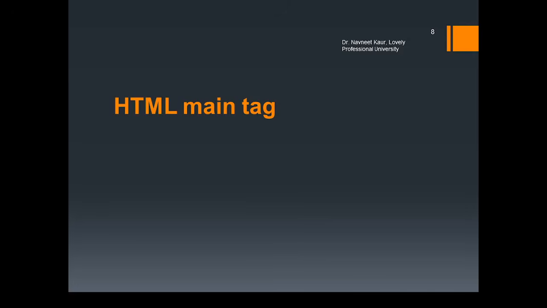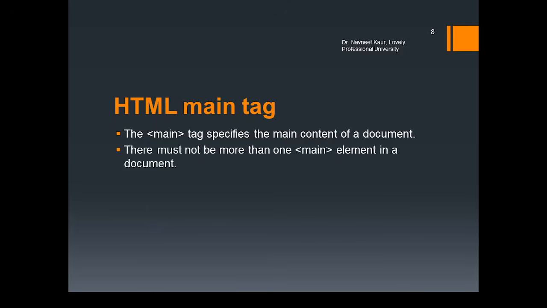Now, the next one is the HTML main tag. The main tag specifies the main content of your document, and mostly it comes only once, which means it doesn't come more than once inside your document. Only one main element will be there in your document.